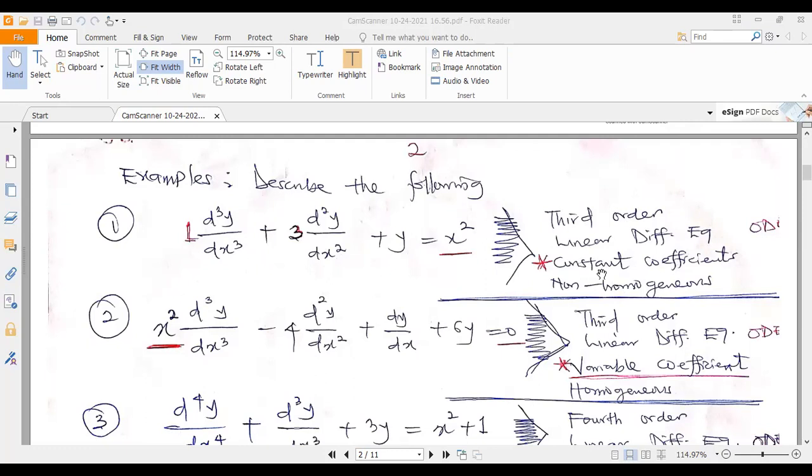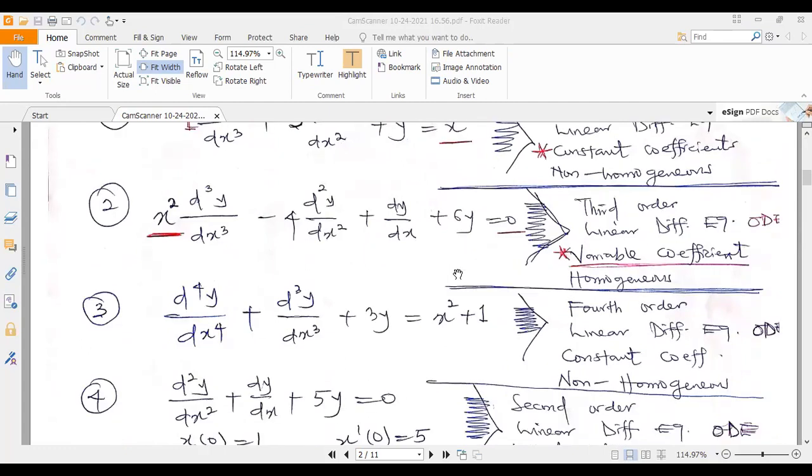So we call it constant coefficient. And we're going to call this one non-homogeneous because of x squared. Now, let's take a look at example 2.